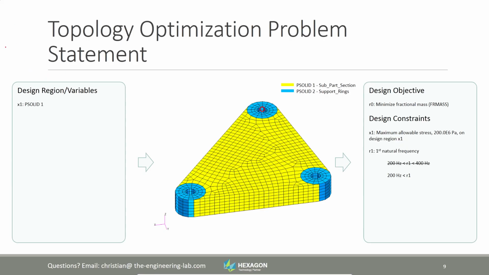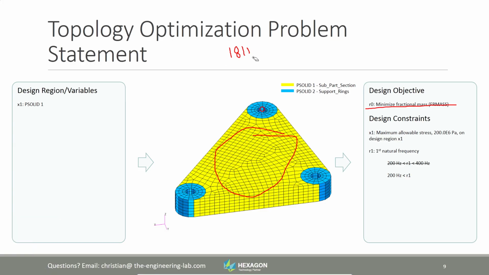And now a quick overview of the topology optimization problem statement. We're just going to modify the material in the interior of this bracket. We can either add or remove material. Since this is a topology optimization, it's better to constrain, or rather to work with, the fractional mass. This bracket has an initial mass of 18 kilograms.